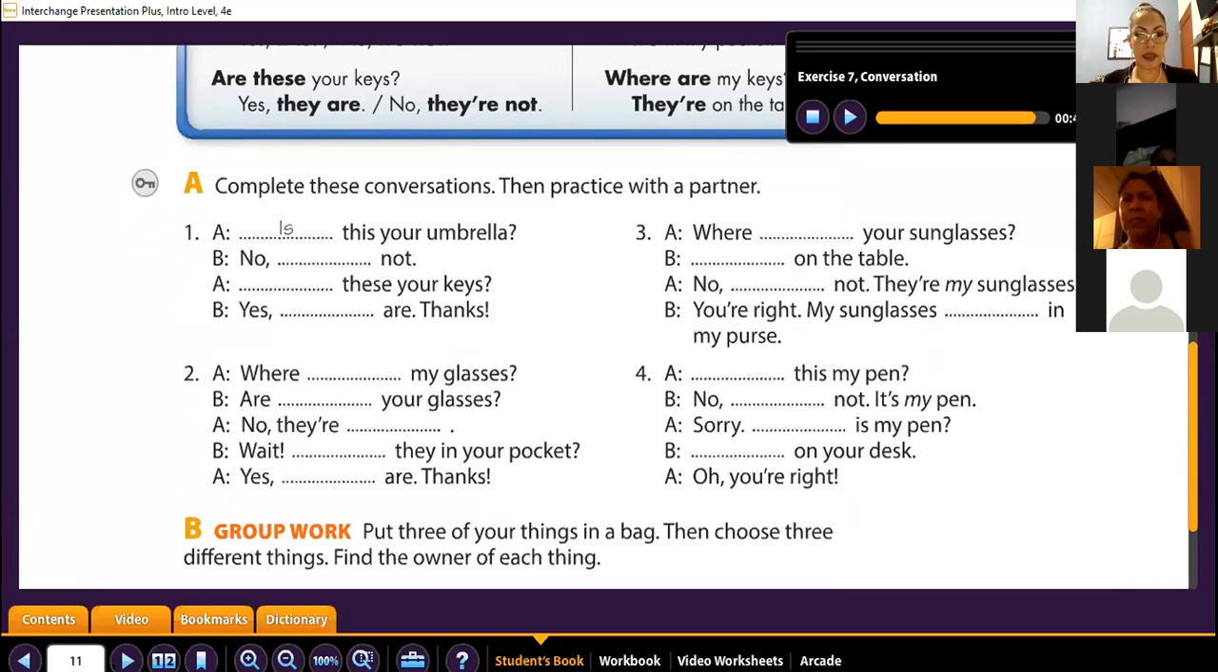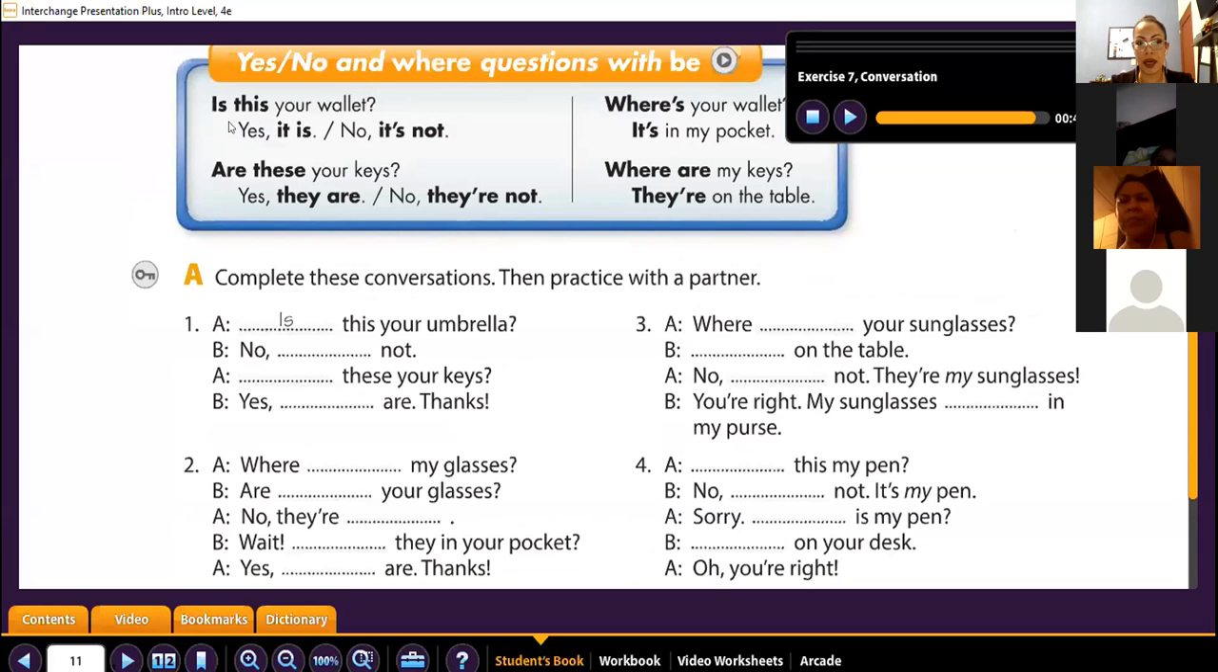Por ejemplo, leo la número uno. Is this your umbrella? Y me contesta no. Entonces, si me contesta no, ha sido un yes no question. Is this your umbrella? No, it's not. Acuérdense que siempre it's not. Hay que ponerle el it is porque el it se refiere a la sombrilla. No, it's not. El not ya está. Entonces solo nos falta eso. It's. No, it's not.